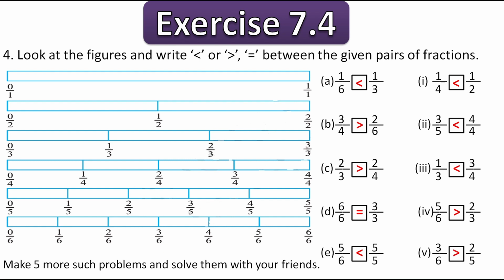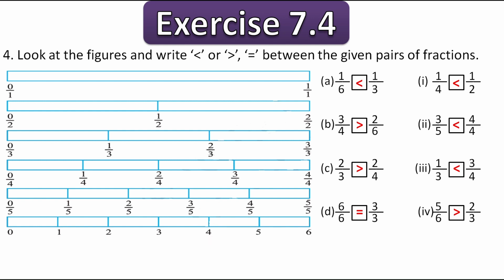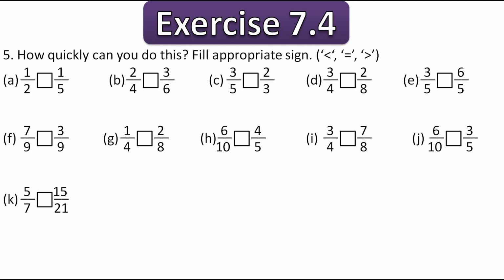Okay. Now let's move to the next question, that is the fifth one. How quickly can you do this? Fill in the appropriate signs. Okay, let's start. As I told you, here the numerators are the same. So here we have to use rule number 2, that says that with the smaller denominator, the fraction is greater. So half is greater than 1 upon 5.